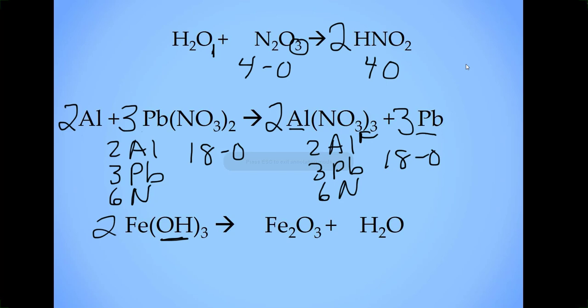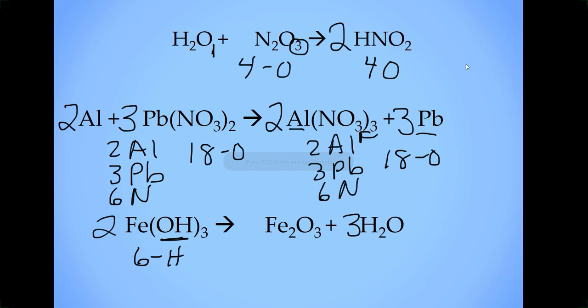I think I'm going to just go to hydrogens because it's only in one place on the right hand side. There's only one formula that has hydrogen in it. How many hydrogens do I have on the left hand side? I have 3 times 1, 3 times 2. I have 6 hydrogens. So over here I want to put a 3 in front to give me those 6. 3 times 2, 6 hydrogens.